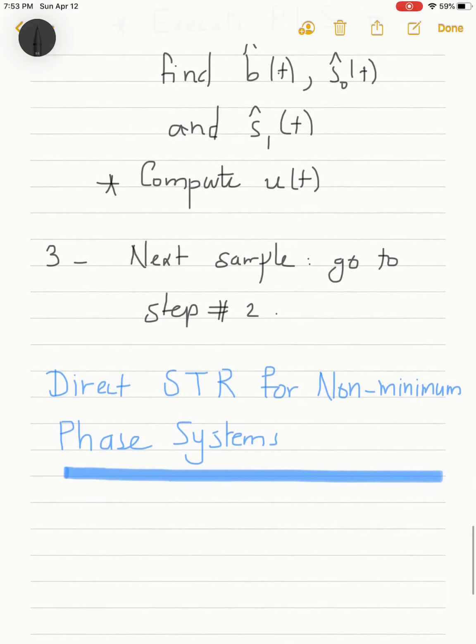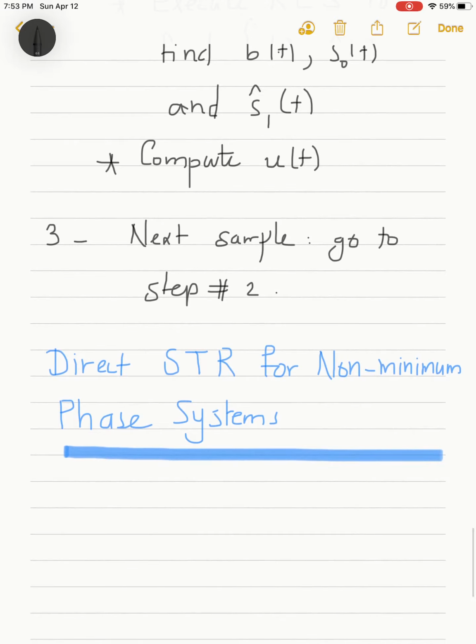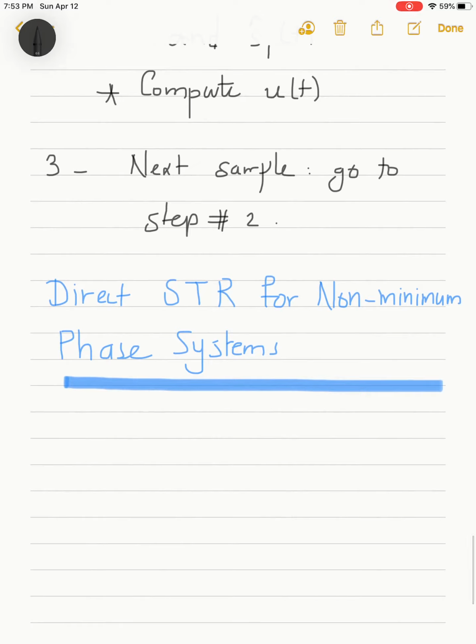Let's now move to the case where we don't want to cancel all the process zeros. Maybe some of them are outside the unit circle, so they are non-minimum phase zeros, and that's why we don't want to cancel them. Or maybe because they are very close to the unit circle, and their cancellation may lead to a very high oscillation in the control signal.